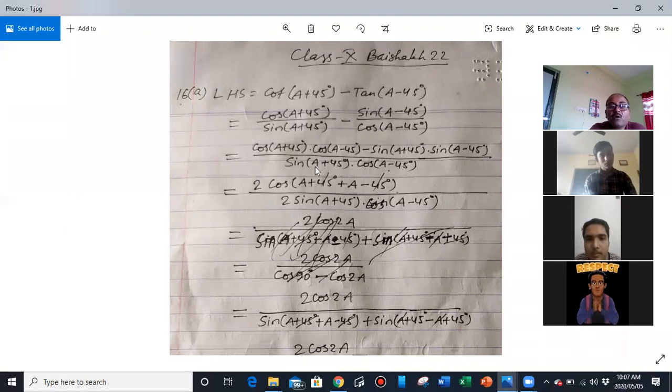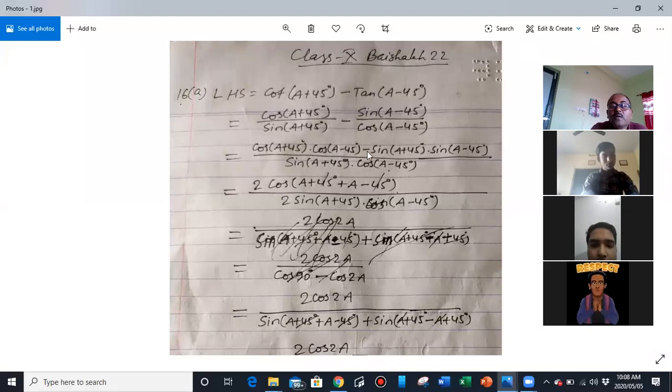Are you observing the movement of the cursor? Yes, sir. So this is taking LCM. This denominator will go with this numerator, and this denominator will go with this numerator. Now, if you observe carefully, you have two categories of angle: A plus 45 and A minus 45 degree. So you can apply the cos A cos B minus sin A sin B formula. And we have inserted 2 in numerator and denominator for the next step.